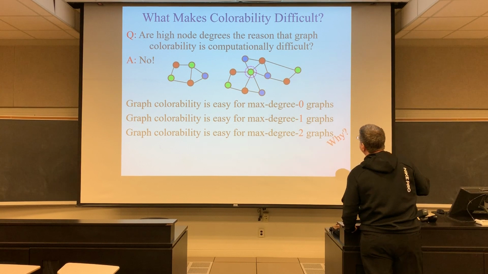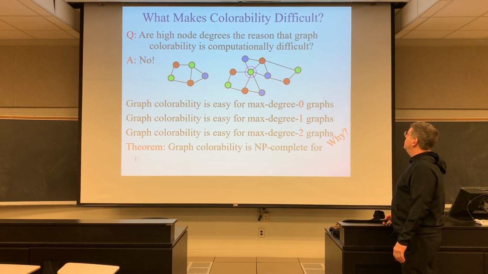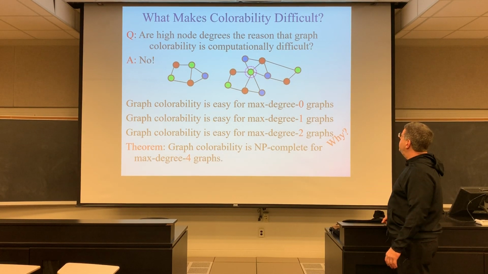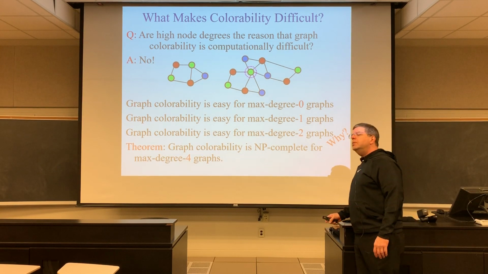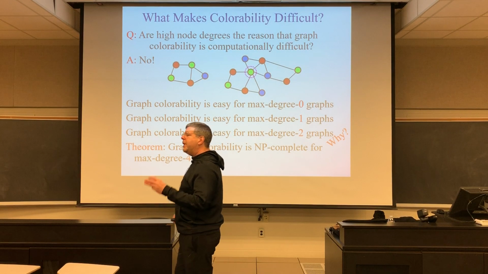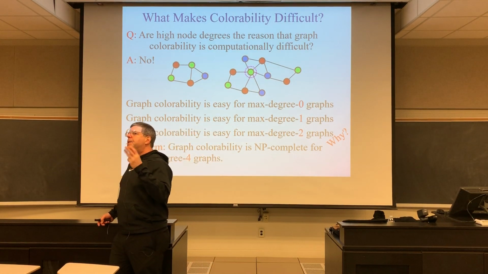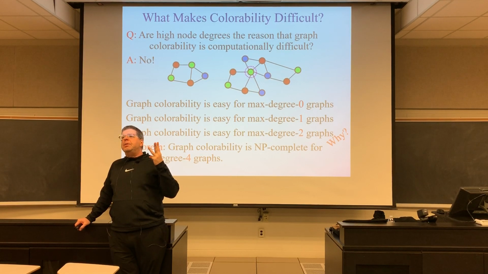0 was trivial, 1 was trivial, 2. And then it's NP-complete for 4, max degree 4. And by the way, what about max degree 2? We haven't talked about that specifically. If a graph has max degree 2, is it 3 colorable?